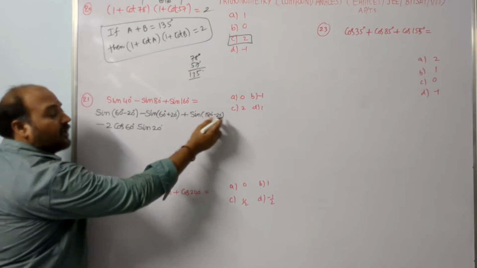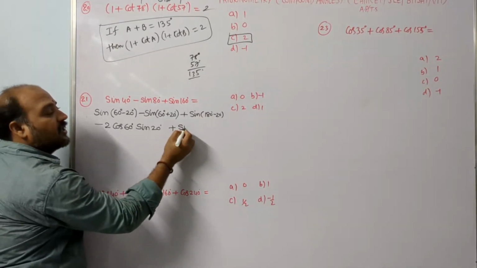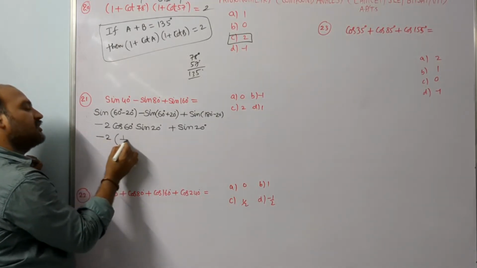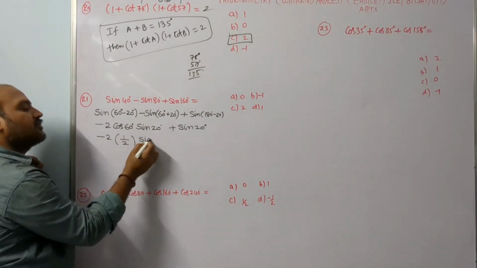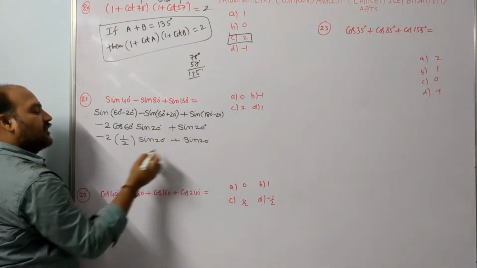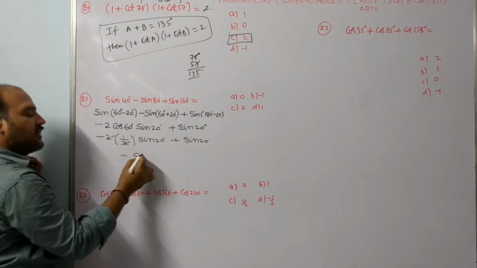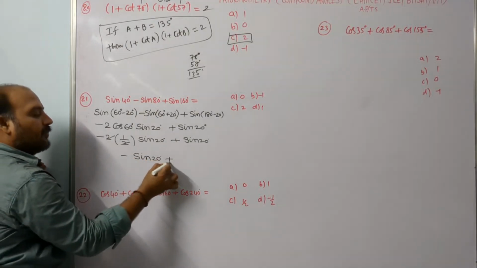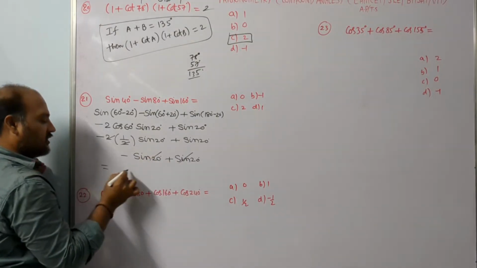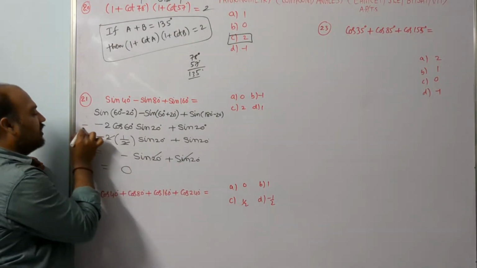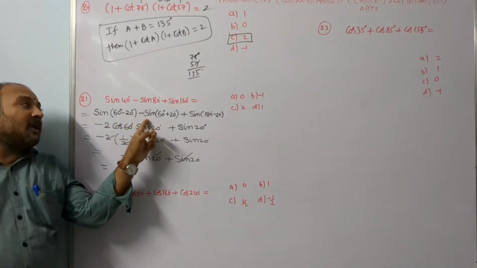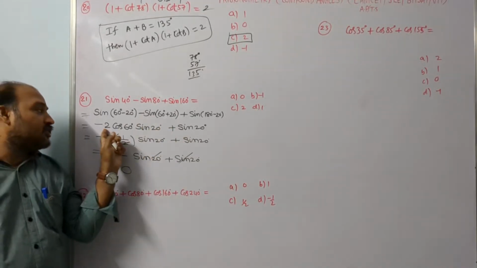Sine of A minus B minus sine of A plus B is minus 2 cos A sine B. Next, sine of 180 minus theta is sine theta, so plus sine 20 degrees. So here, minus 2 into cos 60, 1 by 2, into sine 20 degrees, plus sine 20 degrees. I hope you understand. So minus sine 20 degrees plus sine 20 degrees, these two will be cancelled. The answer is 0. Okay, dear students. Once again I repeat, sine of A minus B minus sine of A plus B is minus 2 cos A sine B.